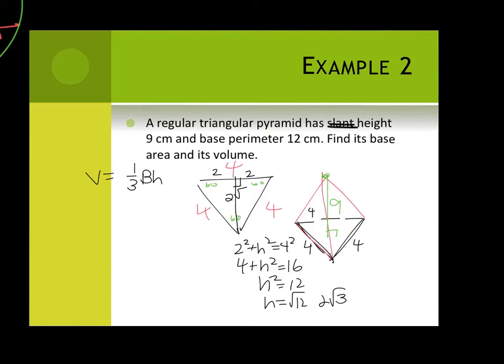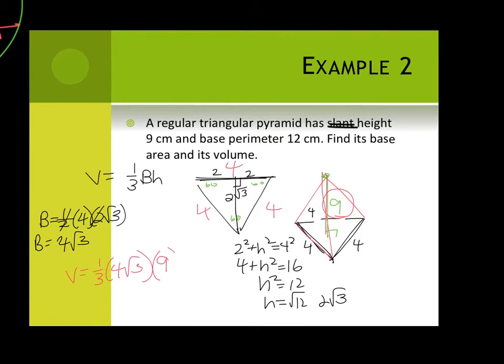That's the height of the triangle on the bottom, and then the base area, 1/2 the base of the triangle, which would be 4, times the height, which would be 2 root 3. 1/2 of 2 cancels, and I get 4 root 3. So that's the area of the base. So now pretend that they gave you the height instead of the slant height. I would get the volume equals 1/3 times 4 root 3 times 9, which is the height. So 1/3 of 9 is 3, and 3 times 4 is 12 root 3 centimeters cubed.